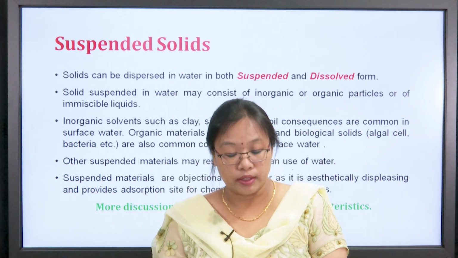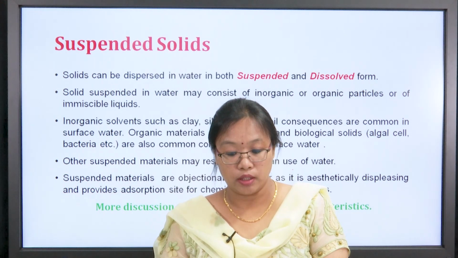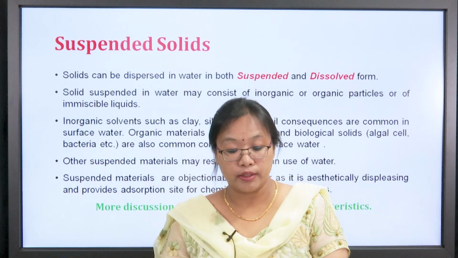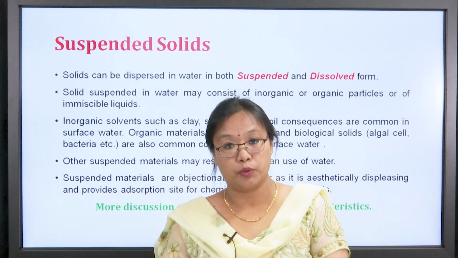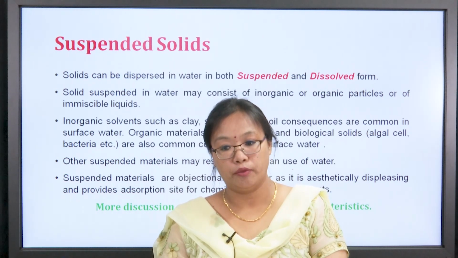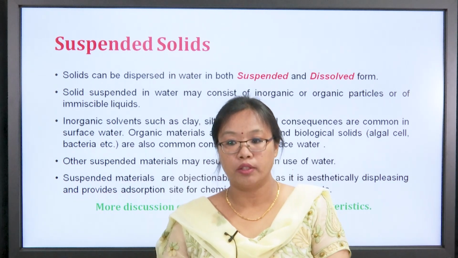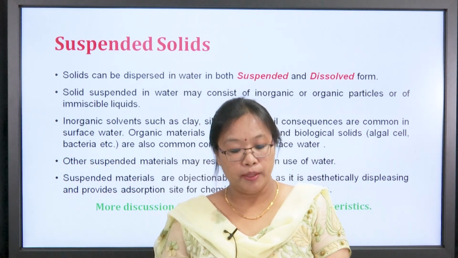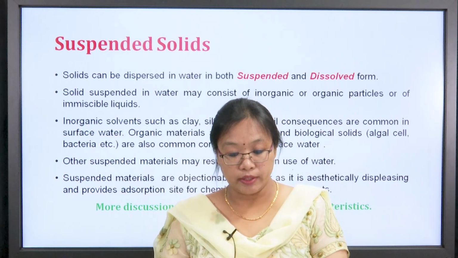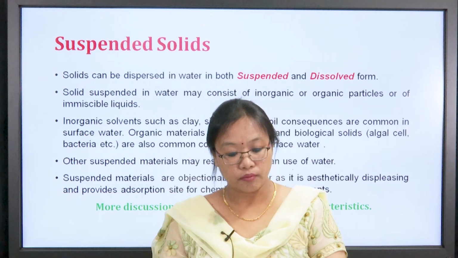Inorganic solids such as clay, silt and other soil constituents are common in surface water. Organic materials such as plant fibers and biological solids like algal cells and bacteria are also common constituents of surface water. So, when we talk about surface water, some type of pollutants may be there in the form of soil or some bacteria or even fecal matter, right.